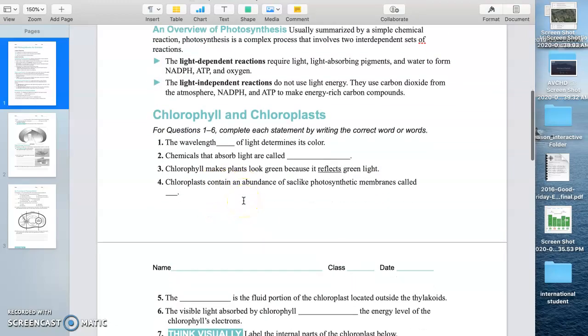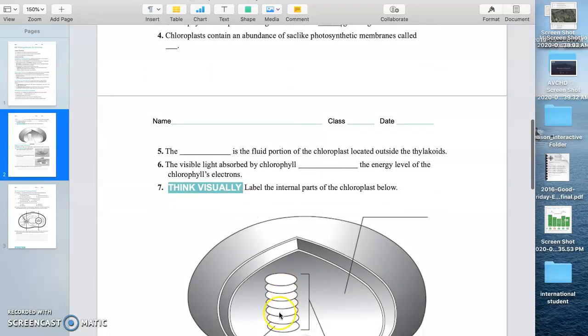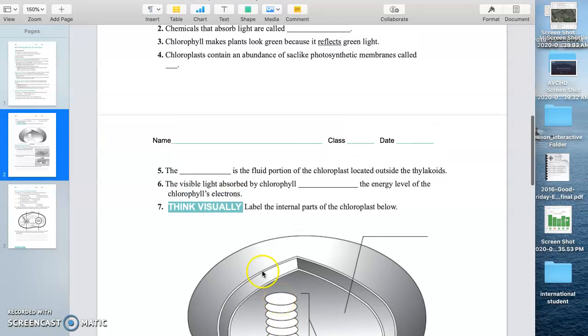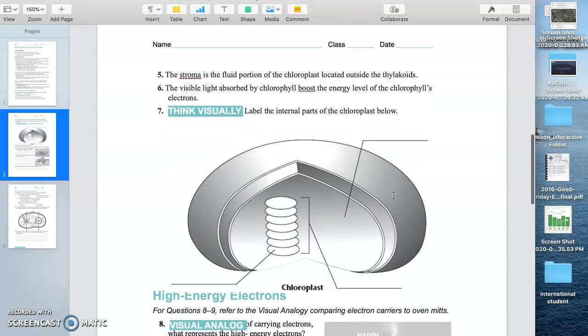Chlorophyll contains an abundance of sac-like photosynthetic membranes called thylakoids. These are the thylakoids here. And then the stroma is the fluid-filled portion of the chloroplast located outside the thylakoids. And that's where the second part of photosynthesis is going to happen. That's where we're actually going to make sugar. And the visible light absorbed by chlorophyll is basically going to boost the energy level of chlorophyll's electrons. And we're going to use that boost in energy levels to make ATP.